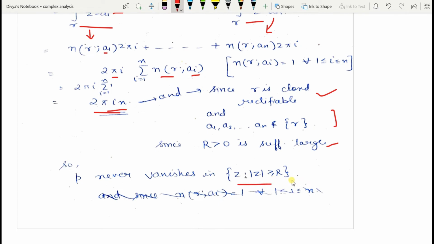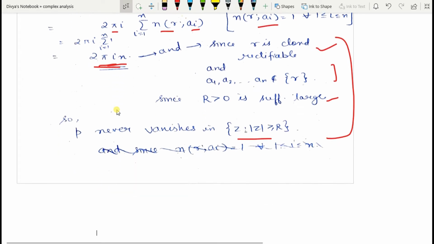And p never vanishes in this region. We are already given that for modulus of z greater than or equal to r, p does not vanish, right? So using these conditions we can say, first, that the index would be 1, and since the index is 1, this integration value is 2 pi i n. So we have the solution now.